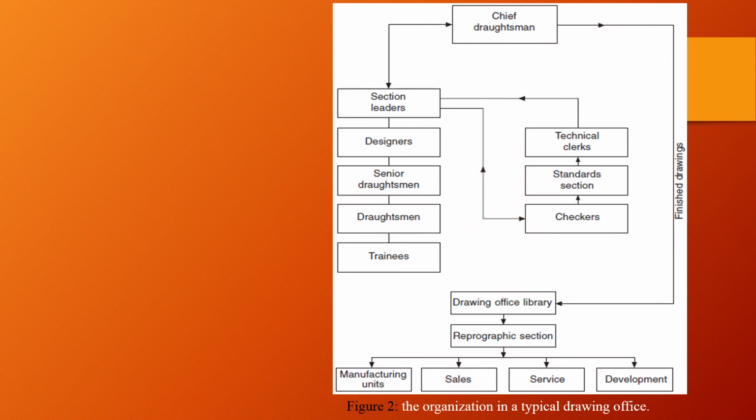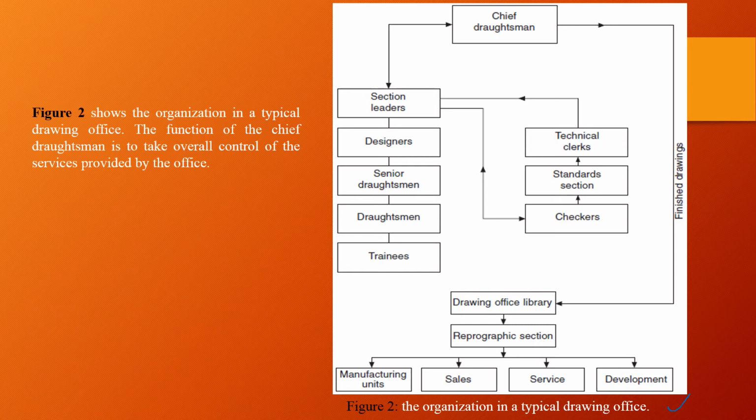Okay, then the next and the last one is the organization in a typical drawing office. Figure 2 is showing the organization in a typical drawing office. This one, figure 2, as we can see here. And the function of the chief draftsman is to take over control of the services provided by the office.